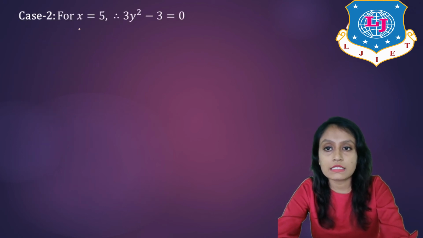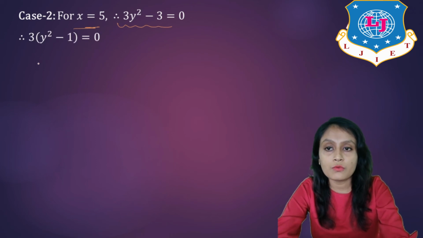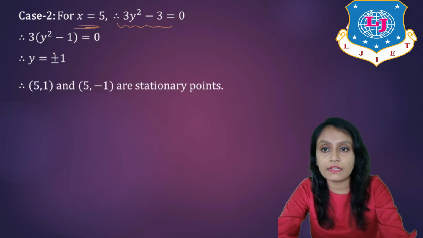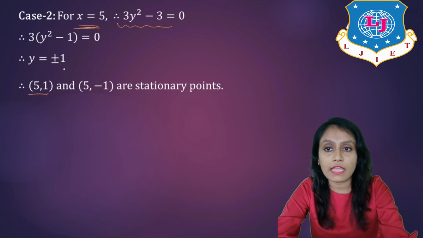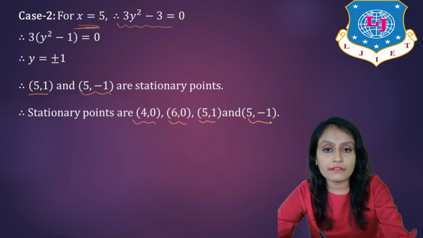Next, we will take x equal to 5 and substitute in that equation. So you will get 3y square minus 3 equal to 0. Take 3 common. So from this you will get y equal to plus or minus 1. Now we have x 5 and y 1, so the first point is (5, 1), and x 5 and y minus 1, so another point is (5, -1). So these two points are stationary points. So in all we had 4 points, that is (4, 0), (6, 0), (5, 1) and (5, -1).